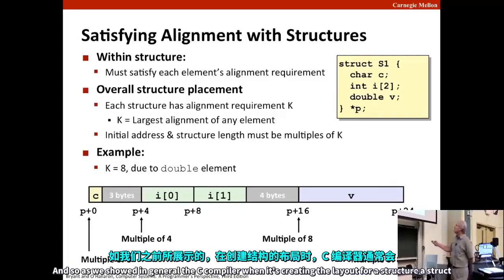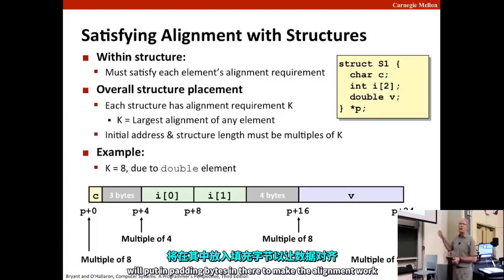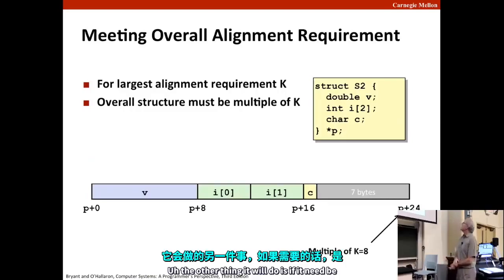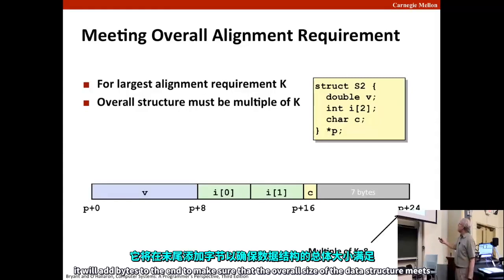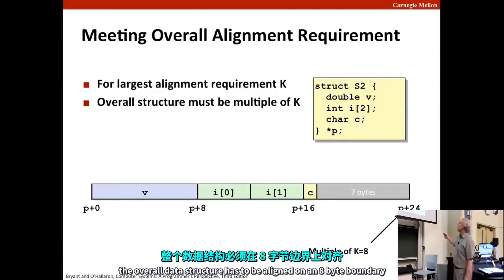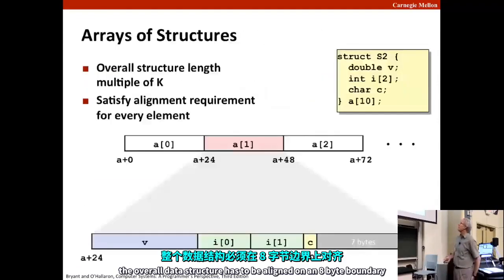And so as we showed, in general, the C compiler, when it's creating the layout for a struct, will put in padding bytes to make the alignment work. The other thing it will do, if need be, is add bytes to the end to make sure that the overall size of the data structure meets whatever underlying alignment requirement there is. And this one, because it contains a double, the overall data structure has to be aligned on an 8-byte boundary.